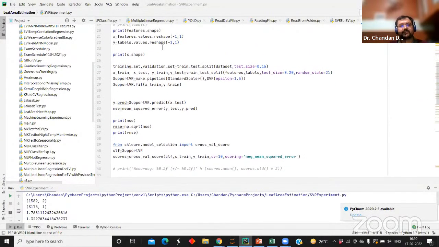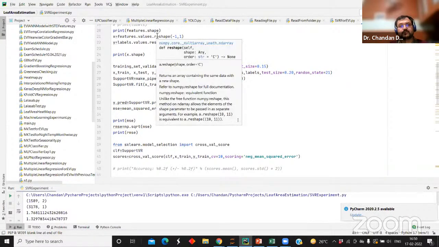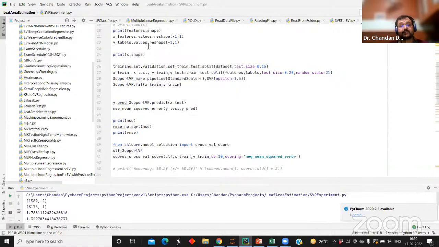We have to reshape it into an API readable format. After that, we have two sets. One is the training set, and another is the validation set.